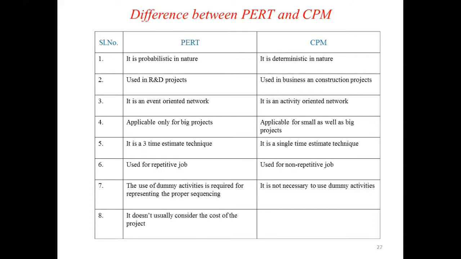PERT usually doesn't consider the cost of the project. That is, in the PERT technique the cost is not considered, whereas the critical path method deals with the cost of the project schedule and its minimization. That is, the critical path method deals with the cost of the project and helps in minimizing it. These are the differences between PERT and CPM.